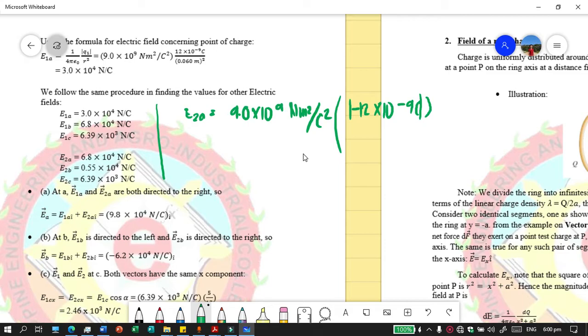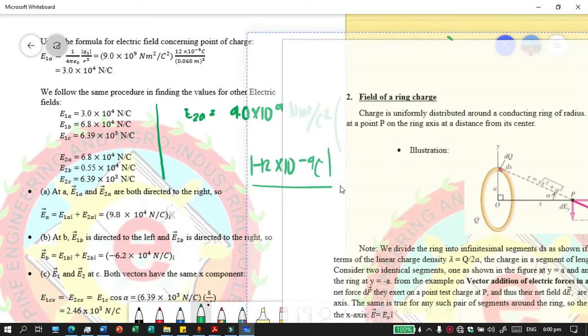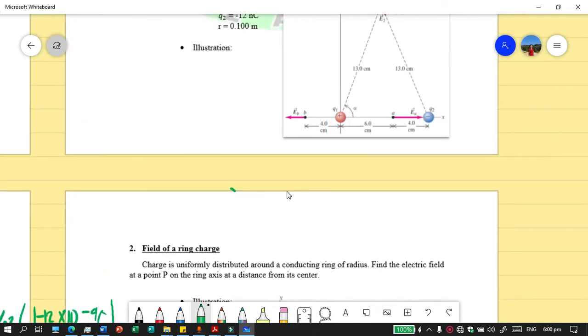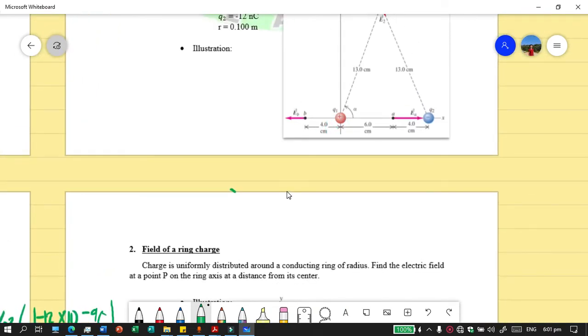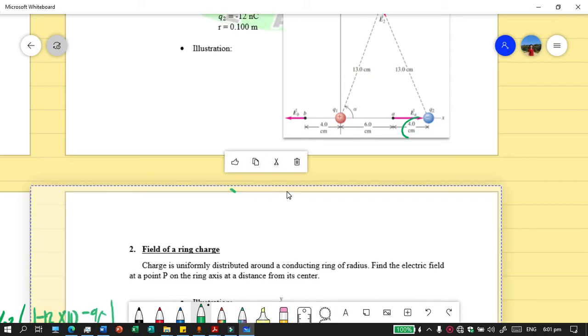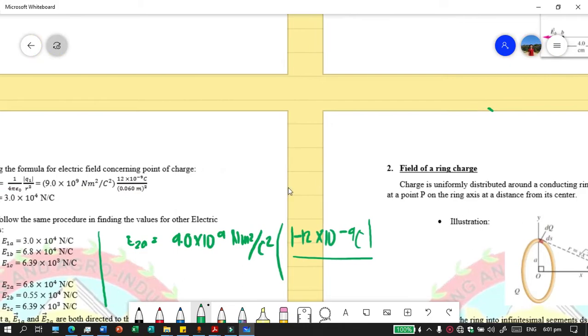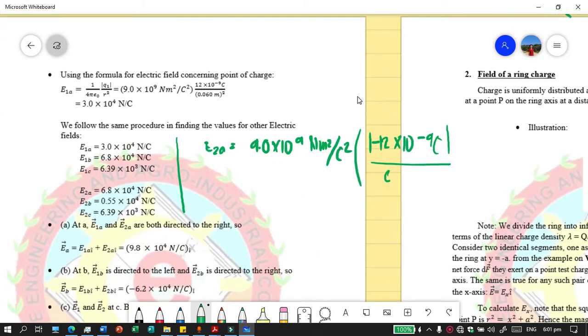Wait lang, erase natin. Masyadong madumi. Coulomb, yan. Tapos yung distance of separation ng E2A at ng Q2 natin, ito siya. So it's 4.0 centimeter. So that is 0.040.